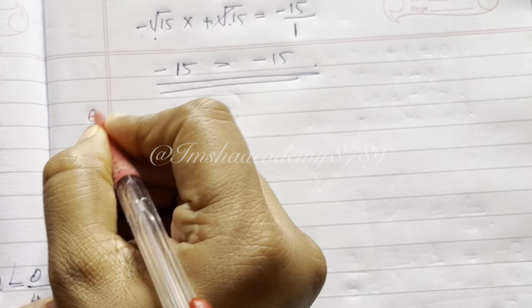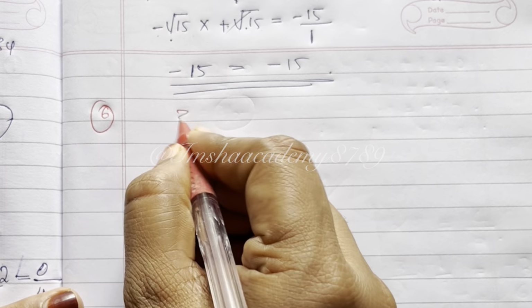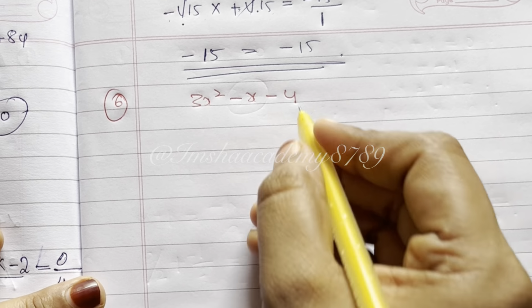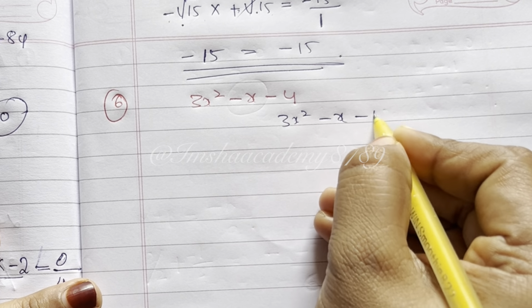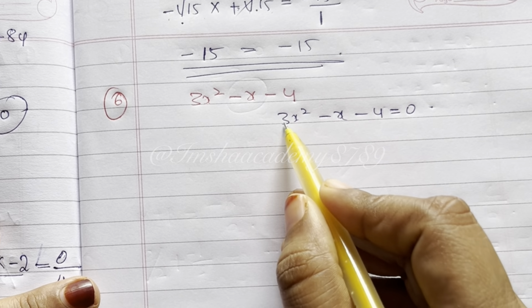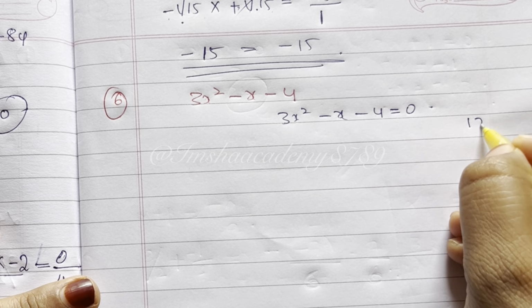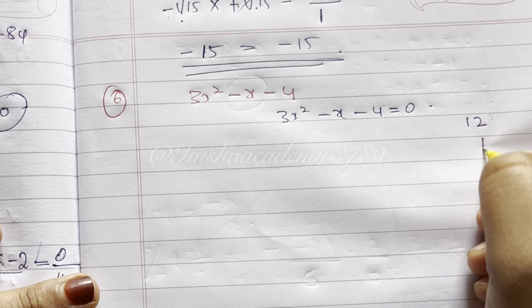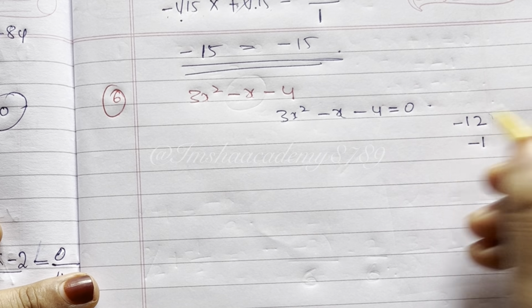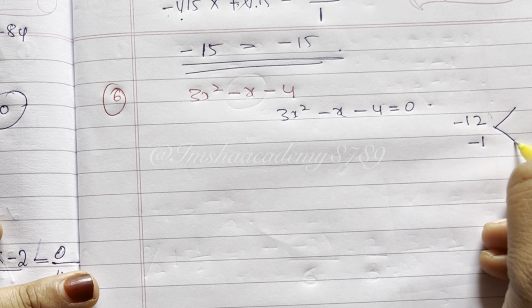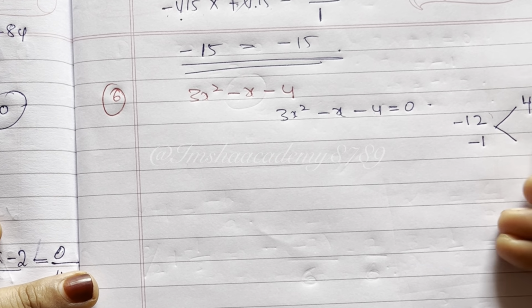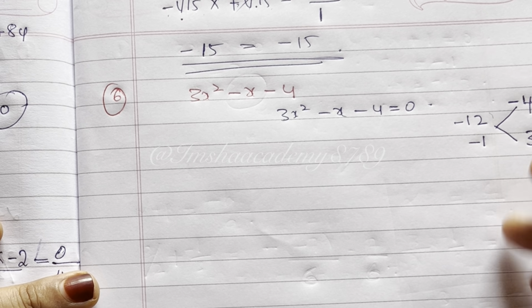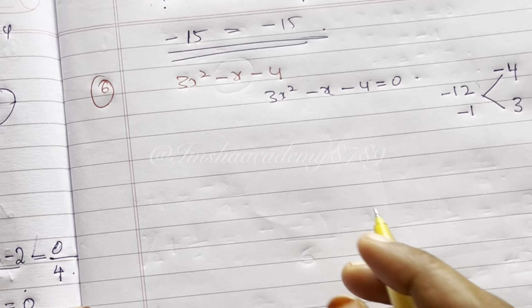Sixth question. 3x square minus x minus 4 is equal to 0. When we multiply, 3 into 4 is 12, so we should get 12. And when we add or subtract, we should get minus 1. Right? Minus 4 and plus 3. See here, 4 into 3 is 12. We need a minus value, so we will add the minus at the largest digit.